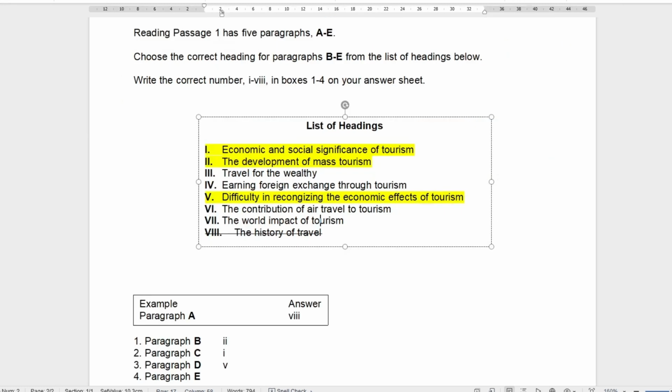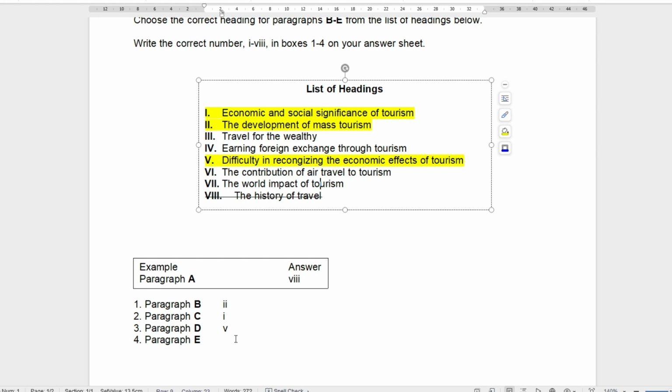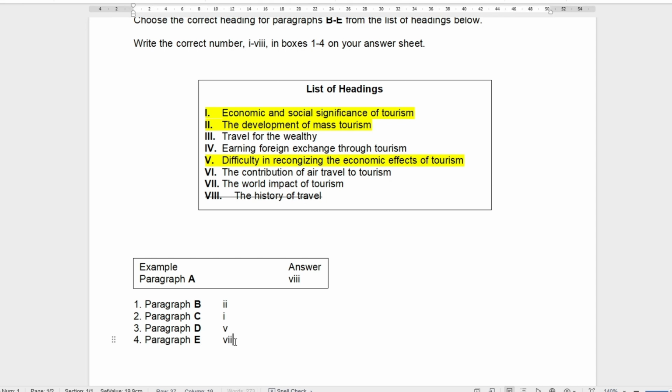So the only option is not really travel for the wealthy and nothing else. A contribution of air travel? No, he wasn't necessarily talking about air travel. So the only option that is left for us is number 7. Oh, maybe, yeah, that's number 7. Not maybe, but I'm 100% sure. I have to be sure that I'm giving the correct answer. So there we go.